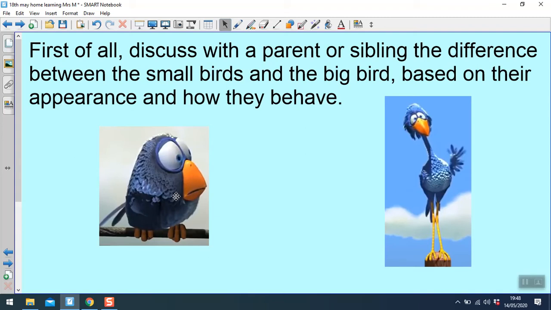In terms of how they behave, the small birds are quite mean. They're quite argumentative. They're quite angry. The big bird seems quite friendly, quite playful. When they're being mean to him, he doesn't let it bother him. He just sings along with them, chanting, and then he gets to laugh at them at the end.